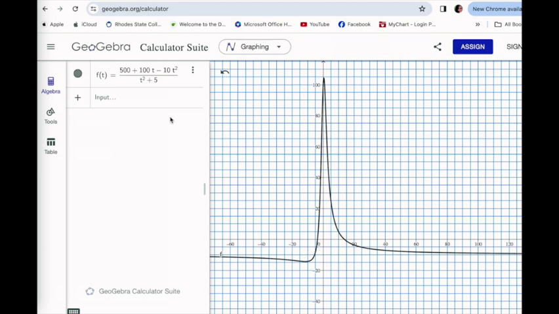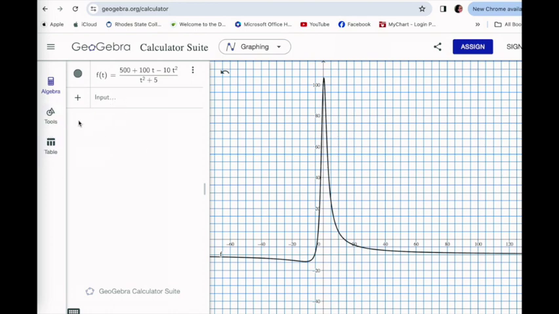I graphed it on GeoGebra so we can take a look at it. First thing I want to do is show you how you can find the local min and max on here. I want to stress that everything that I show you on here, you should be able to do by hand as well for the test. This is just a nice way to have a tool to check your answers and to graph your functions nicely.